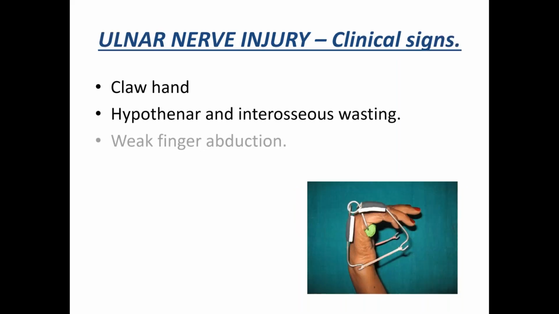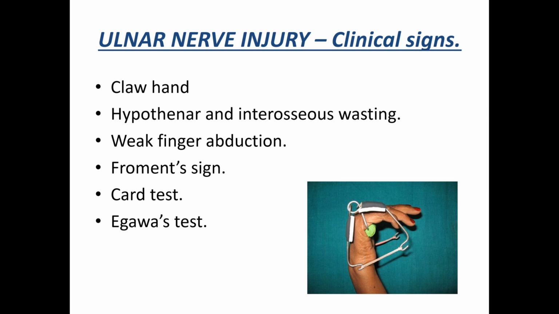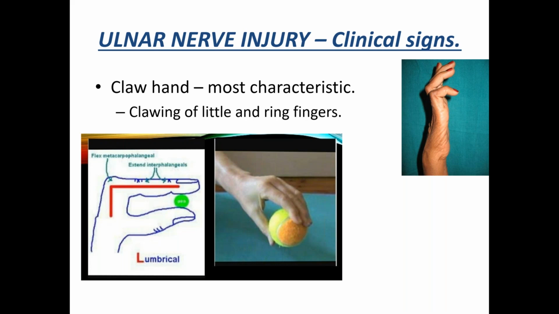Now, what are the clinical signs of ulnar nerve injury? We'll discuss these signs quickly one by one. The first is the claw hand. Now, clawing is the most characteristic feature of the ulnar nerve injury, and it is a partial claw hand, which is the clawing of the little and the ring finger. And the clawing occurs because of the paralysis of the lumbrical muscles. The lumbrical muscles, as shown in the picture, are responsible for the pen holding position, namely flexion at the MCP joint and extension of the IP joint. So when there is clawing, a reversal of these actions occurs, namely extension at the MCP joint and flexion of the IP joint, which is a claw hand.